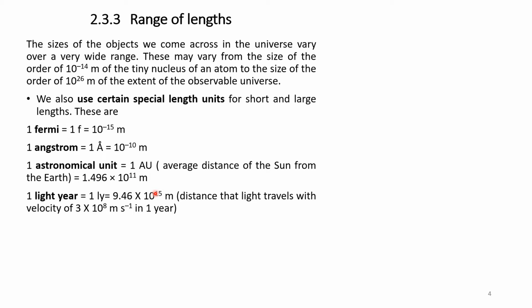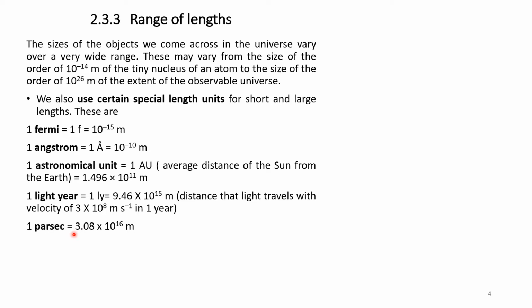And we also express large distances in terms of a light year. 1 light year, written as 1 LY, is equal to 9.46 into 10 to the power of 15 meters. That is the distance traveled by light with a velocity of 3 into 10 to the power of 8 meters per second in 1 year. So large distances are expressed in terms of light years.